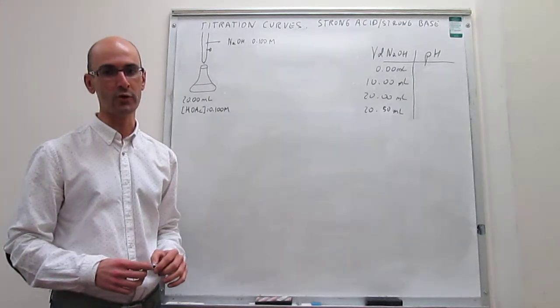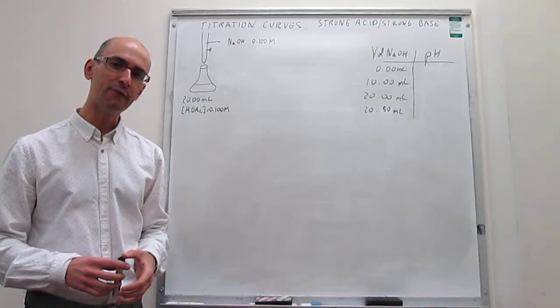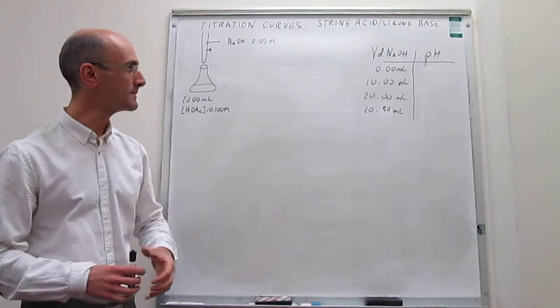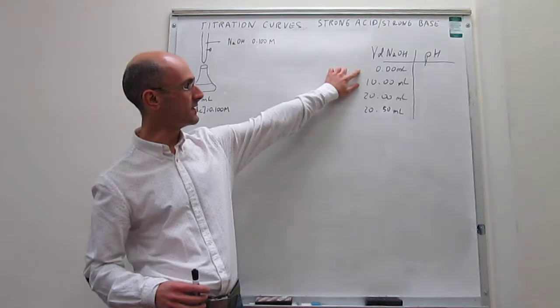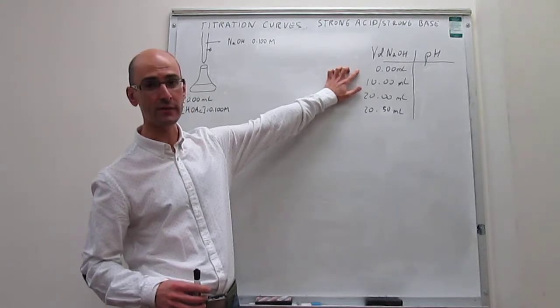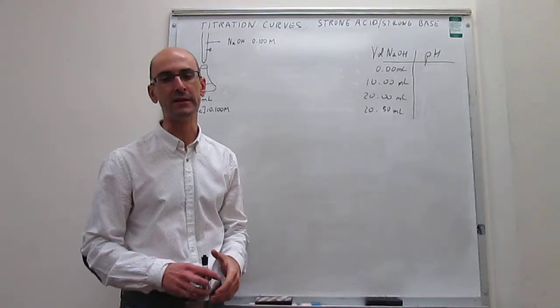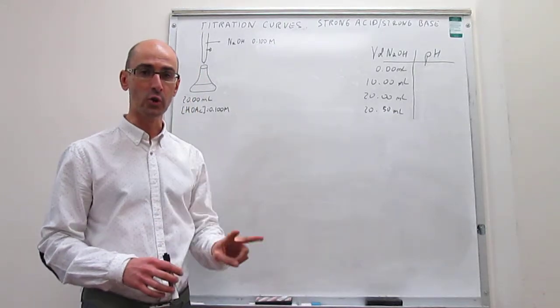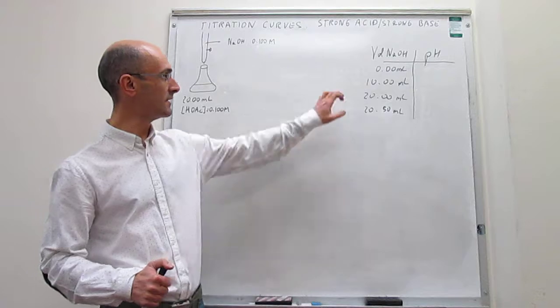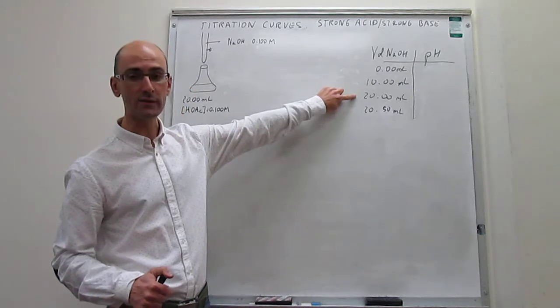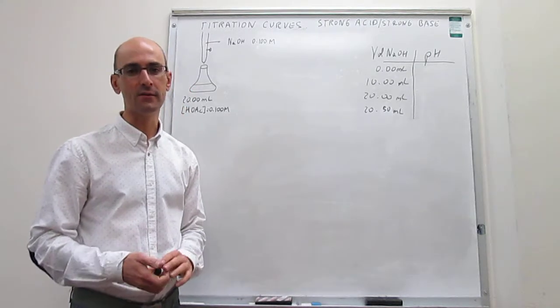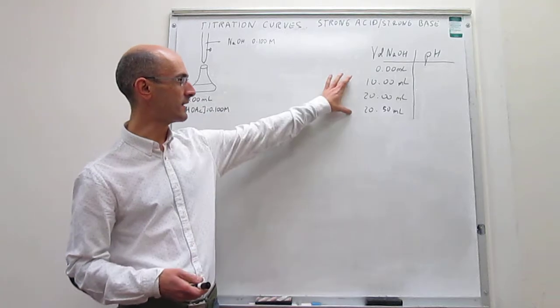Now, we're going to be calculating the pH for various additions of the base. We're going to calculate the pH at no base addition at the start of the titration, and then as we add 10, 20, and 20.5 milliliters. In this example, we're only going to see 2 of these points, the initial point and then the equivalence point. And then in the second video, we will take a look at the other cases.